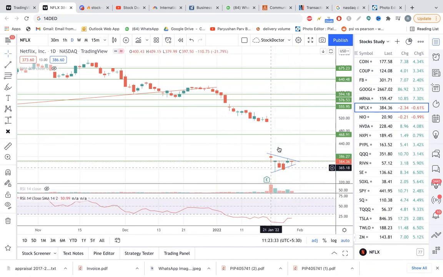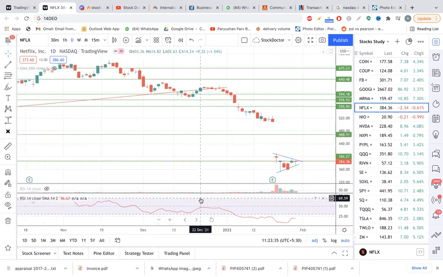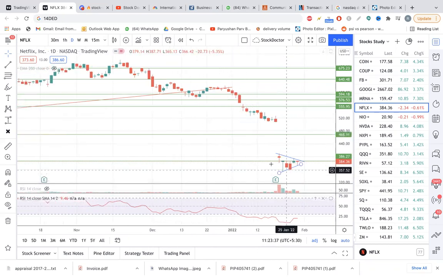So if somebody is an investor and believes in this company, then definitely a good opportunity. Once it starts trading above 390, hold it. It has a very tight stop loss near 350. You know, good risk and reward ratio, and it might come back and fill this gap. Okay, so this was about Netflix.